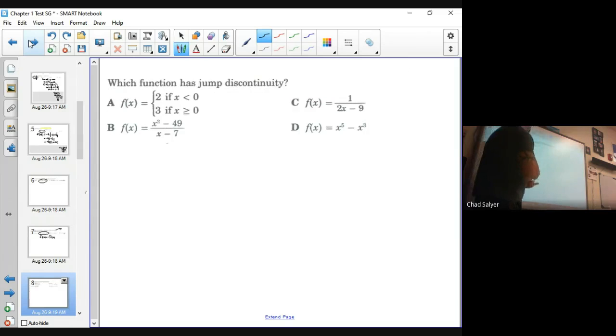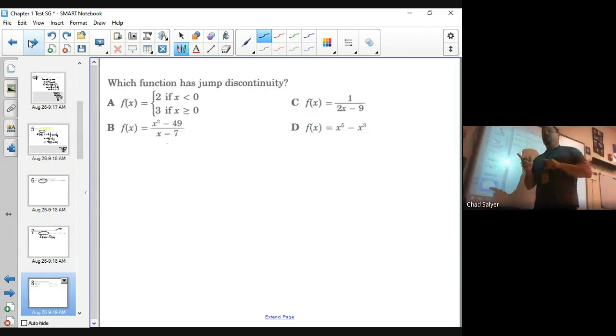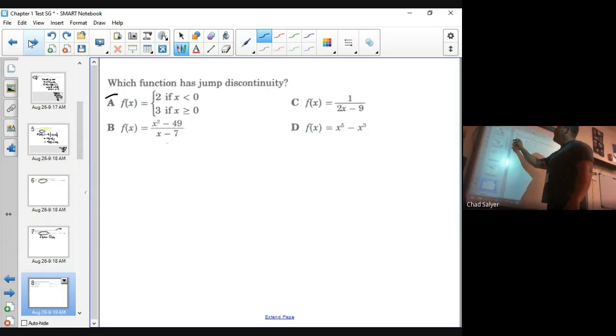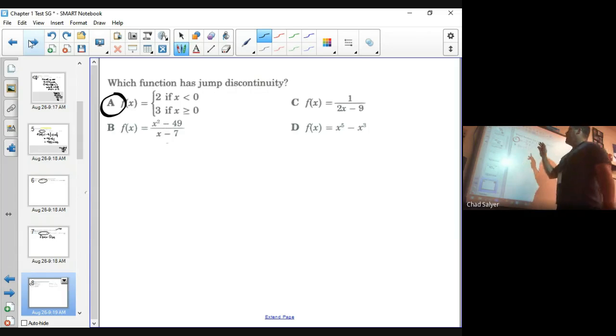Moving on to number 7. So which function has a jump discontinuity? So this problem could be really hard, or it could be really easy. Really hard if you go through and start looking at these discontinuities. Really easy if, once again, you remember the definition of the jump discontinuity is that it can only occur in piecewise functions. Well, how many piecewise functions do we have here? One and only one. And so it must be A without any calculation whatsoever. I know the jump discontinuity can only occur in A.